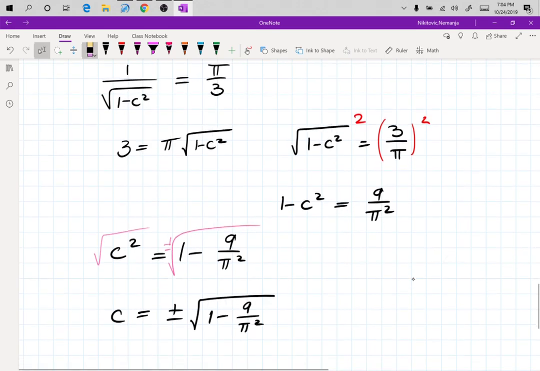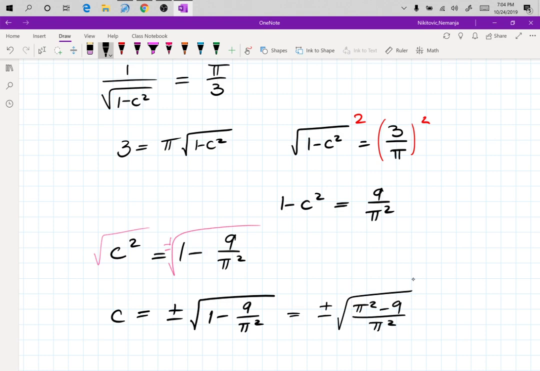Well, we can do just a little bit better, right? Because we have this nice pi squared in the denominator. So this is going to be plus minus pi squared minus 9 over pi squared. And we can kick out plus minus 1 over pi square root of pi squared minus 9. And now we're done. You cannot take the square root here because of the minus sign. Do not play with fire. That's illegal.